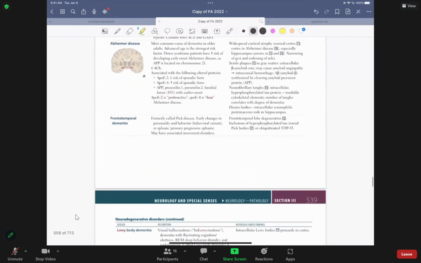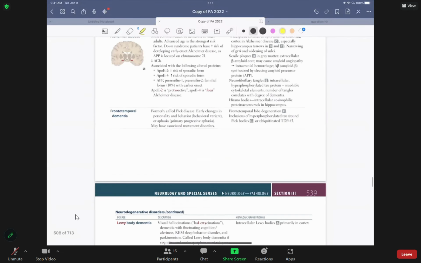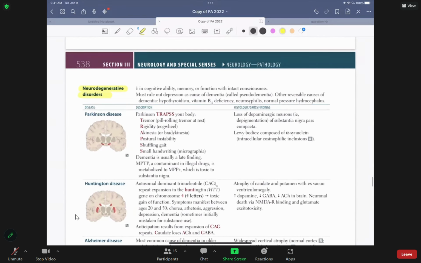Pages 538 and 539 are the most important in neurology, folks, actually. These 2 pages will easily bring 5 questions on your Step 1 exam. The most important page, I would say, in neurology here, folks. These are neurodegenerative pathways. What does that tell you from the word?